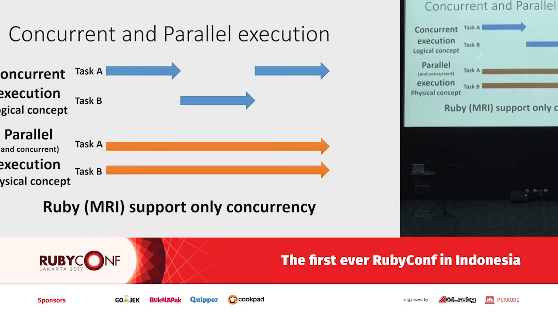This is important: Ruby, or MRI, only supports concurrent execution. One goal of Ruby 3 is to support parallel execution. But today I want to talk about this kind of concurrent execution.